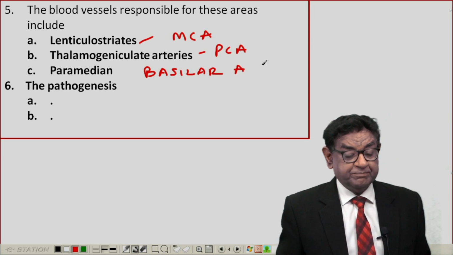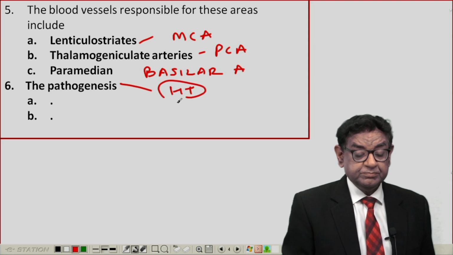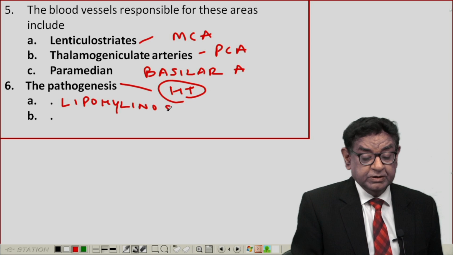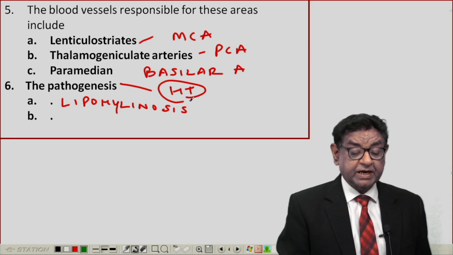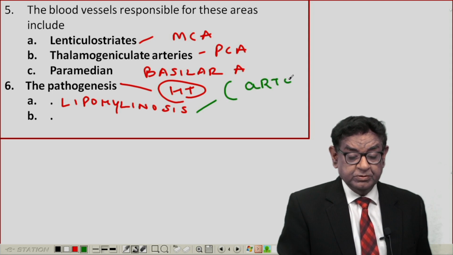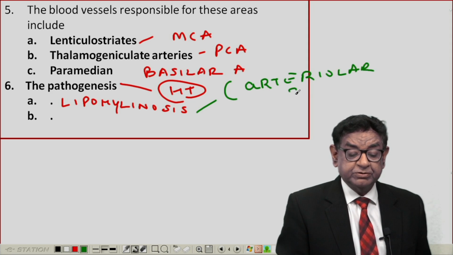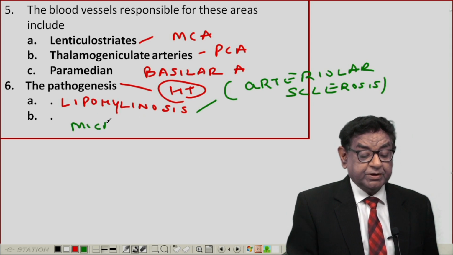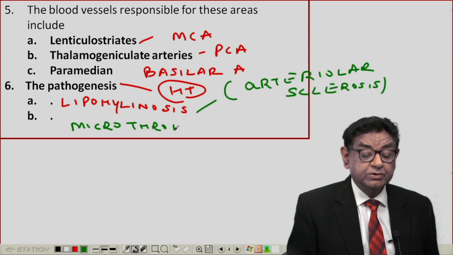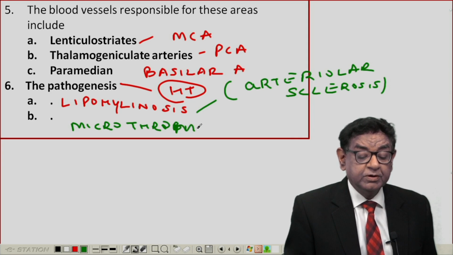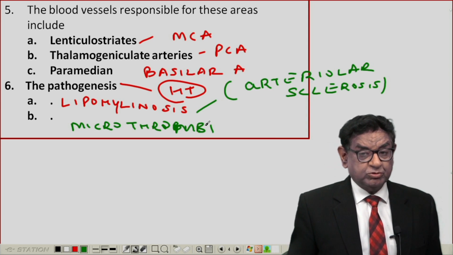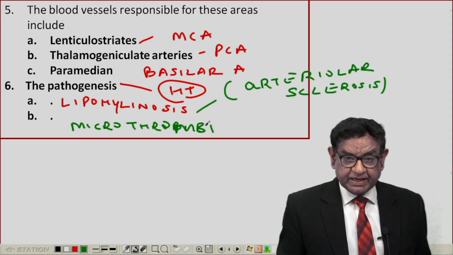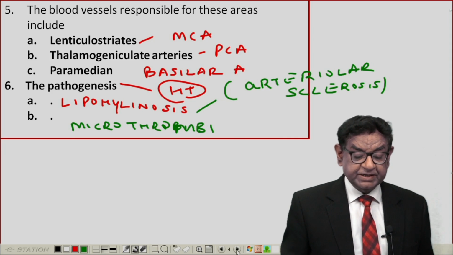Now what is the pathogenesis? Why does this happen? Main reason is hypertension. So that leads to lipohyalinosis. That means that leads to arteriolar sclerosis. And second is formation of microthrombi. So both these, lipohyalinosis and microthrombi, will lead to ischemia, and ultimately it leads to necrosis, and ultimately, as I told you, this necrosed tissue will be removed and that will produce lacune, and that's the reason why we get lacunar infarct there.